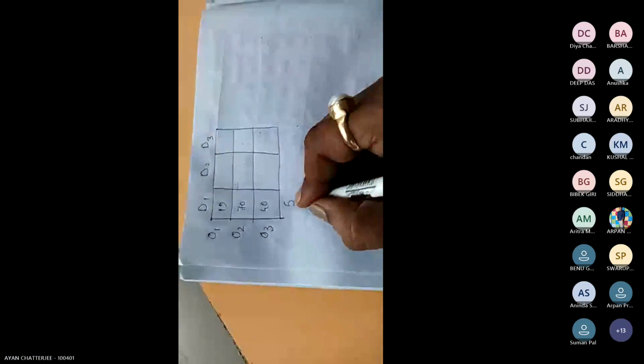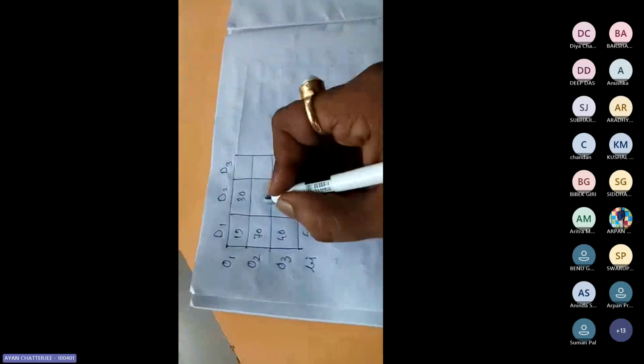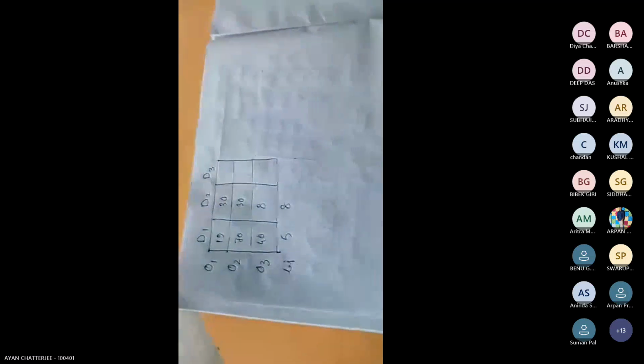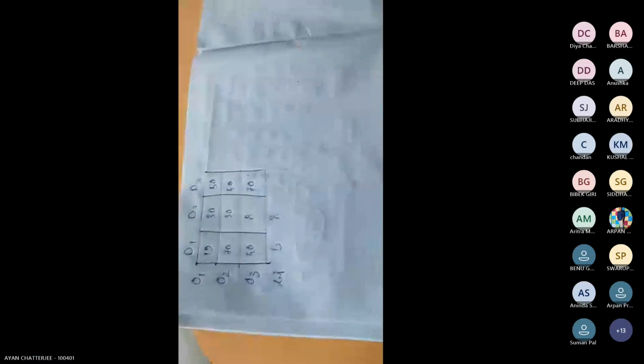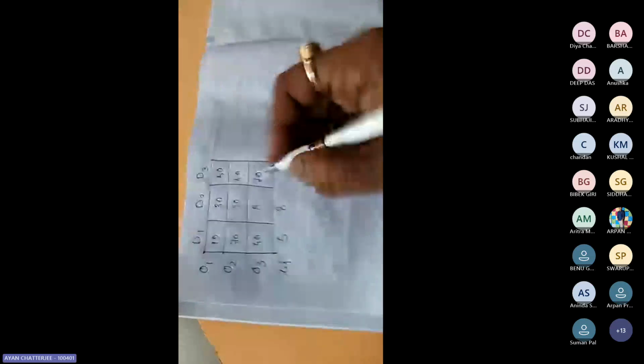Now if you look here, the cost rows are 19, 70, 40; then 30, 38; and then 50, 40. The demands are 5, 8, and 7, and the supplies (the a_i values) are 7, 9, and 18.